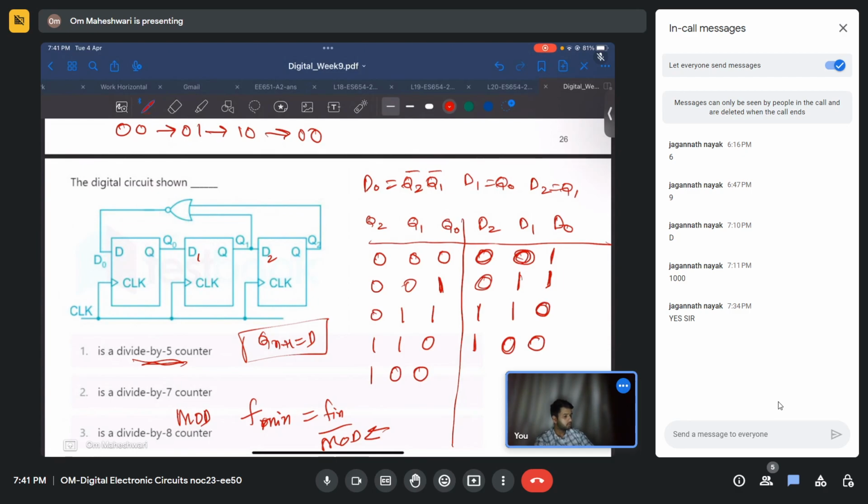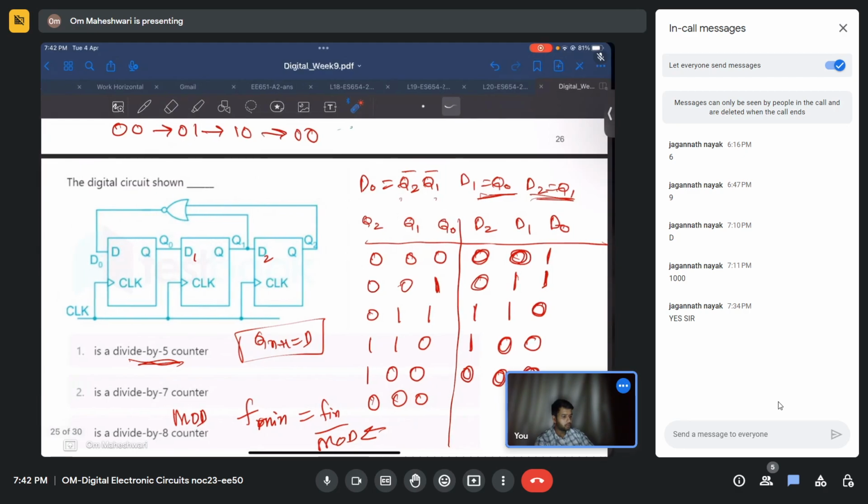D2 is Q1, then it's 0. D1 is Q0, then it is 0, and D0 is Q2 bar Q1 bar, that is 0 bar 1, that is 0. That's 0 0 0 again. So now it will repeat. We started with 0 0 0 and we are ending again at 0 0 0. So this will repeat.